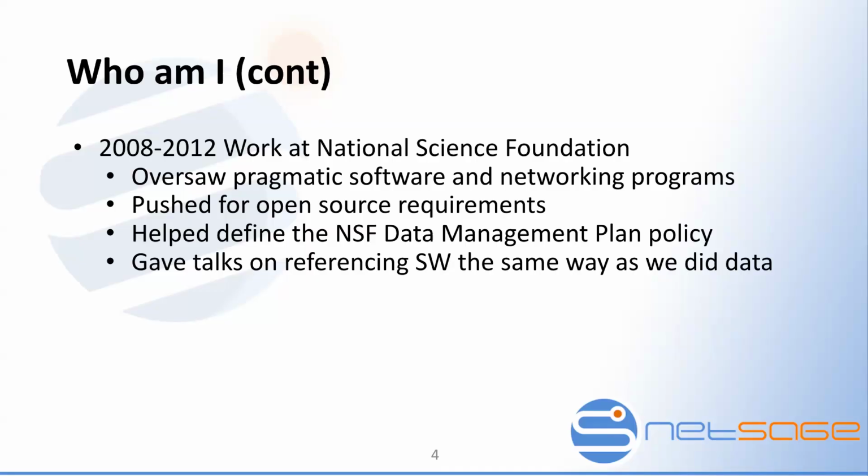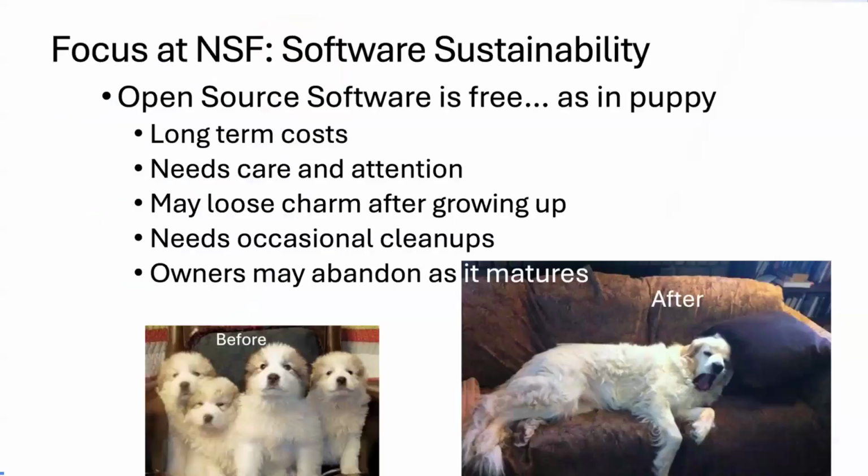2008 to 2012, I worked at the National Science Foundation, where I was a program officer for pragmatic software and pragmatic networking. I really pushed open source requirements and viewing open source software as an entity. People had already talked about referencing data sets. I pushed really hard about referencing software. I helped define the NSF data management plan policy, in part because I'd also done work like that when I lived in the UK the previous couple of years, which is a whole other story. And I gave a whole bunch of talks about referencing software, the way we did data.